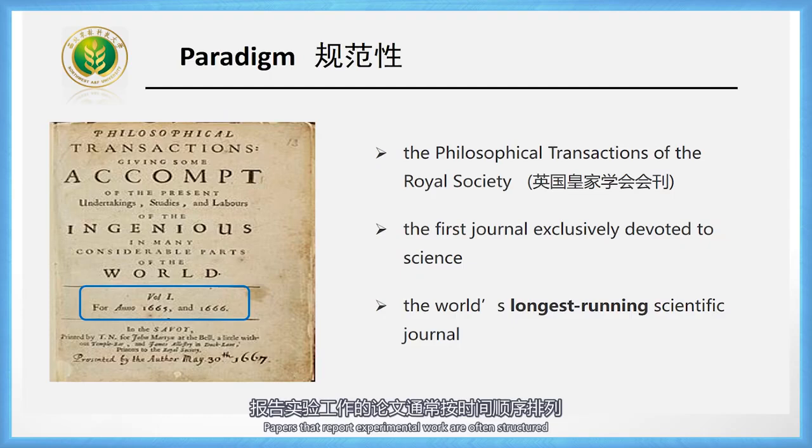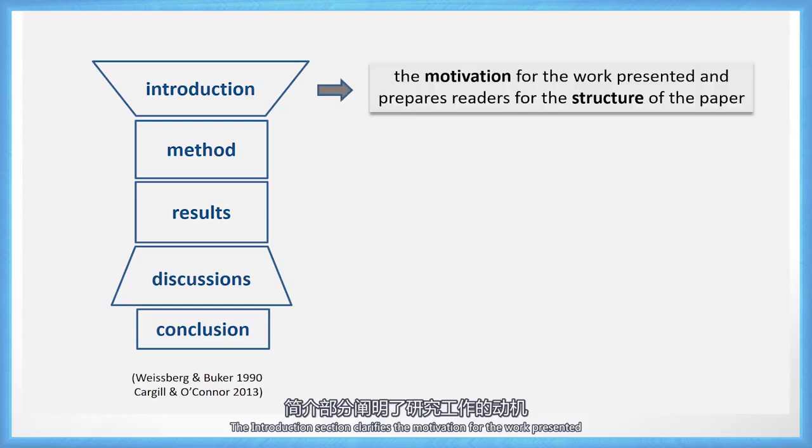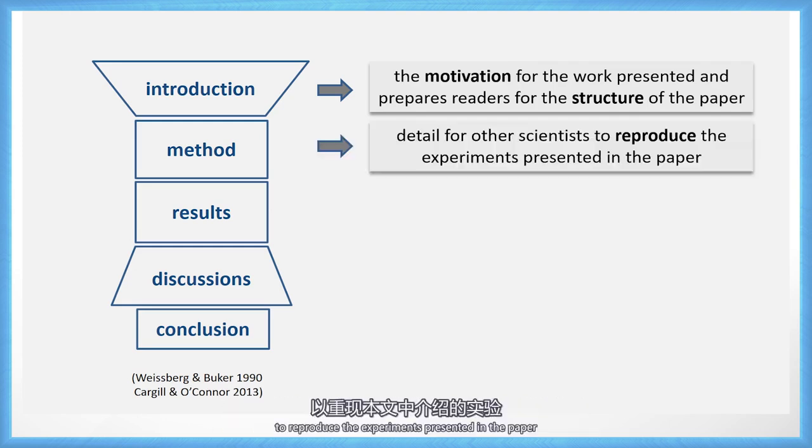Papers that report experimental work are often structured chronologically in 5 sections. First, introduction, then materials and methods, results and discussion, and finally, conclusion. The introduction section clarifies the motivation for the work presented and prepares readers for the structure of the paper. The materials and methods section provides sufficient detail for other scientists to reproduce experiments presented in the paper. In some journals, this information is placed in an appendix because it's not what most readers want to know first.